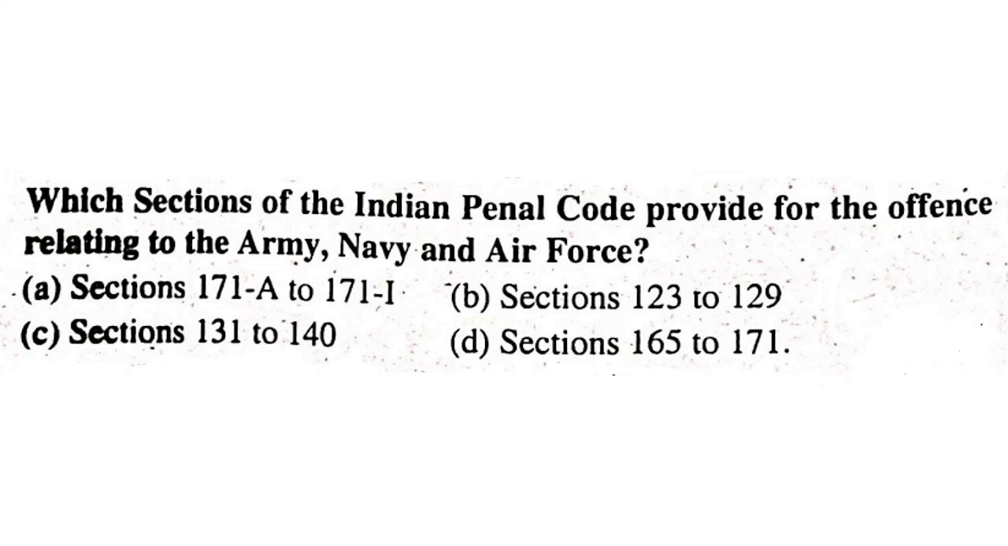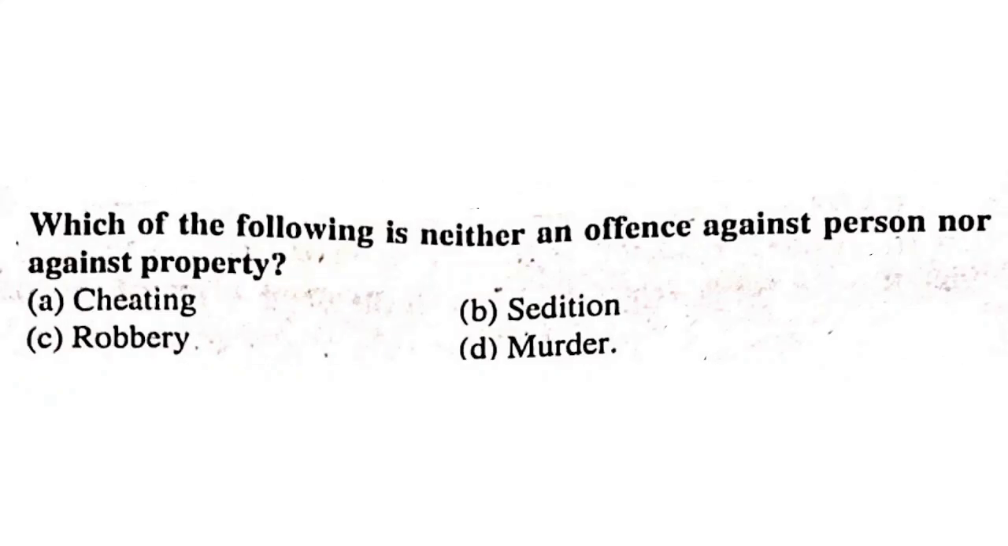Which sections of the Indian Penal Code provide for the offence relating to the Army, Navy, and the Air Force? Section 171A to 171I, Section 123 to 129, Section 131 to 140, Section 165 to 171. The offences relating to Army, Navy, and the Air Force are provided in sections 131 to 140 of the Indian Penal Code. Which of the following is neither an offence against person nor against property? Cheating, sedition, robbery, or murder?